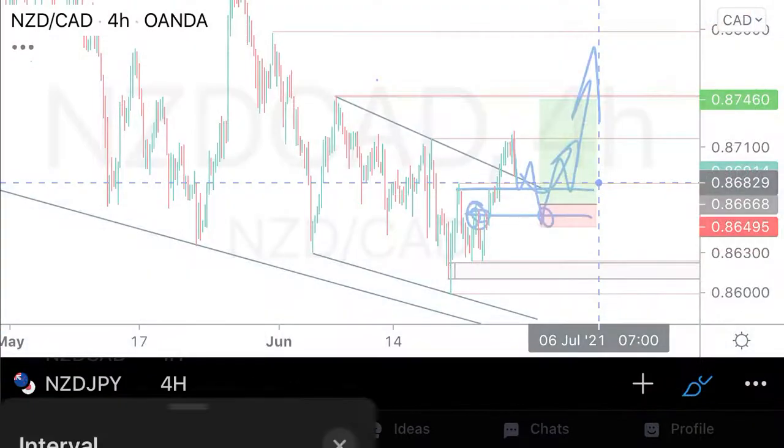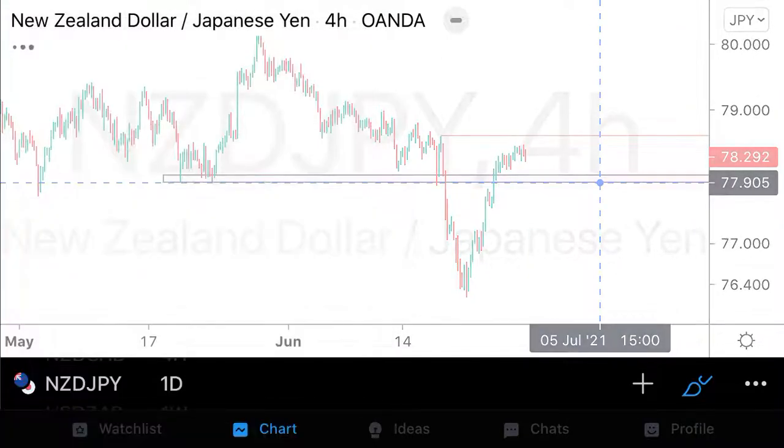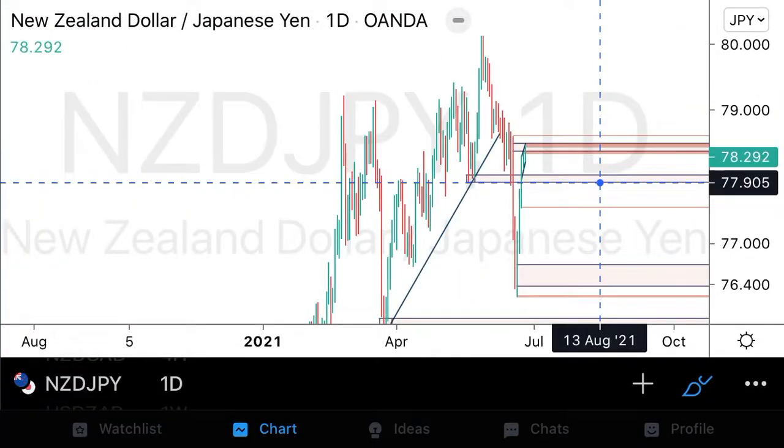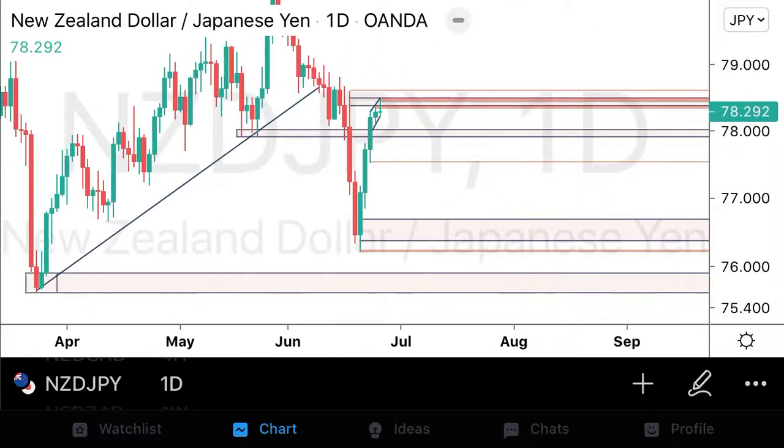Let's go on to New Zealand dollar JPY. We'll also start off on the daily, just so that I can show you guys how similar the structure looks to Australian dollar yen, and then how similar our bias will be as well.